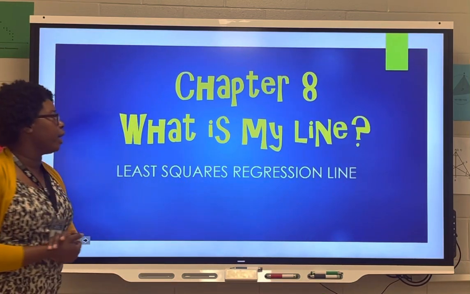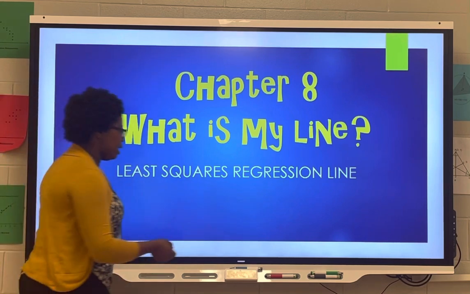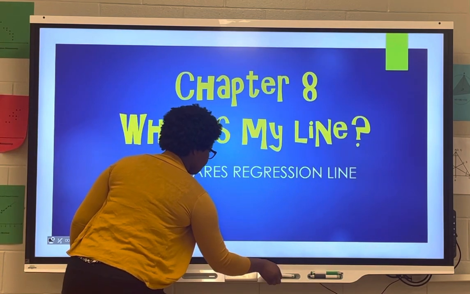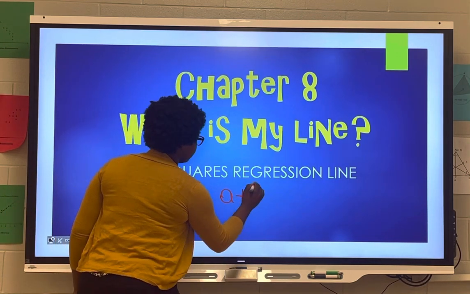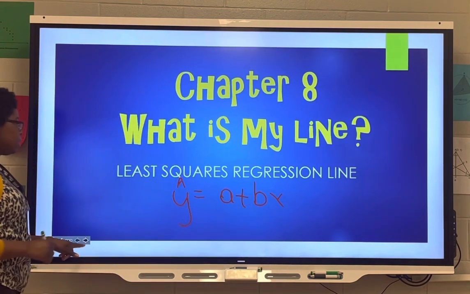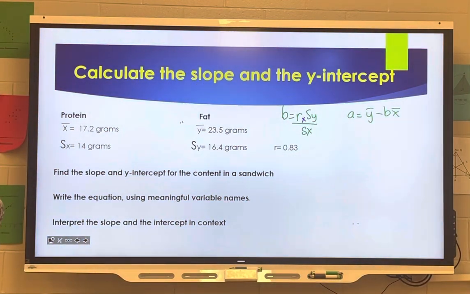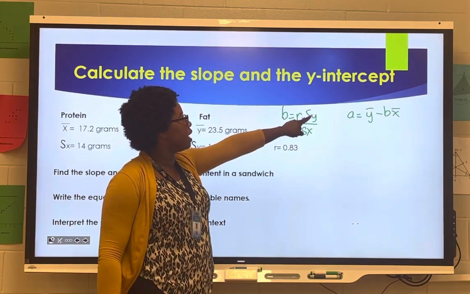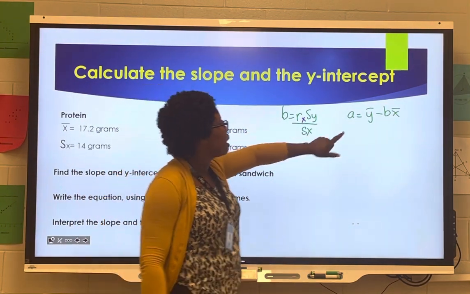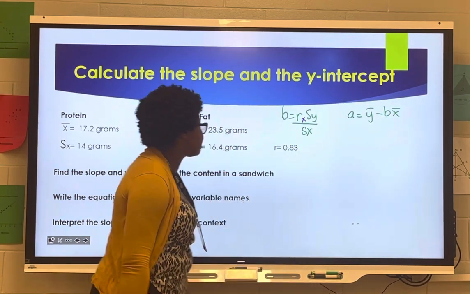For this video, we are going to find the equation of the regression line in the form y hat is equal to a plus bx. So we need to know the formula for the slope and the formula for the y-intercept. The formula for the slope is b equals r times sy divided by sx. For the y-intercept, a is equal to y bar minus b times x bar.